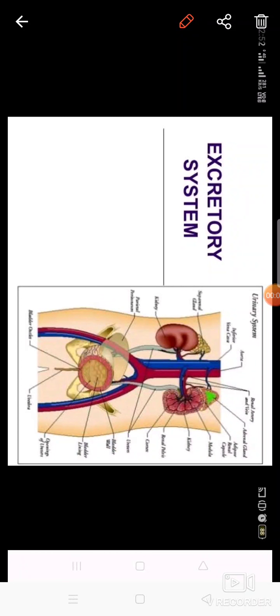Good morning, class 10th. Today I'm going to finish this chapter with the last topic, in which I explained the excretory system last time. The remaining part, the structure of the kidney and nephron, I'll take tomorrow. So, this is the excretory system, you are aware of this.